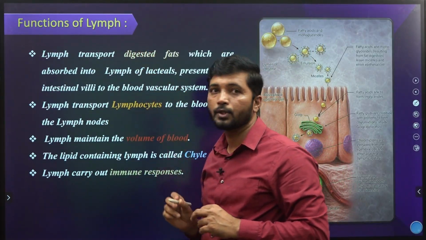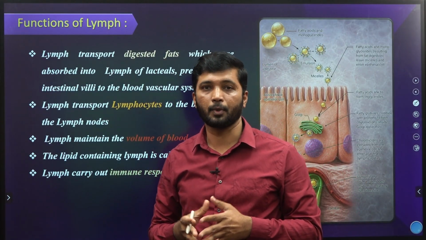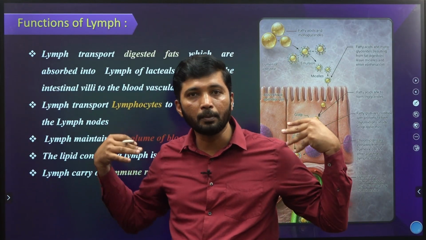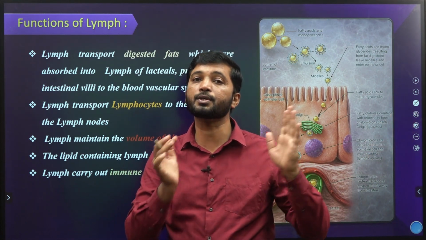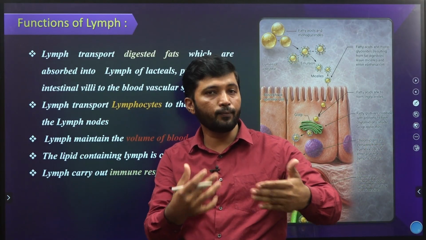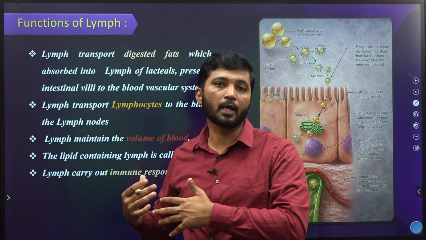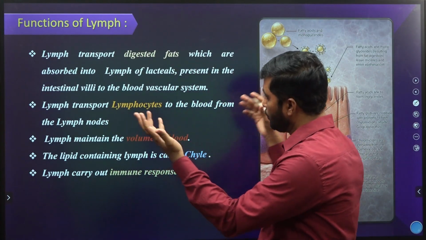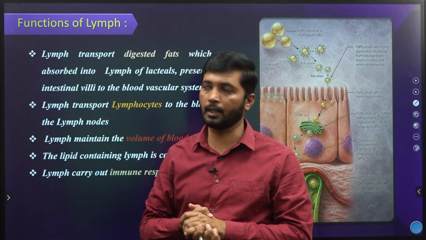Next we go to the functions of the lymph. Lymph is a colorless fluid because there is no RBC. The lymph develops in all body tissues and is transported by the lymphatic system towards the venous system again. From the tissues, lymph is captured by the lymph capillaries of the lymphatic system, then transported towards the venous system. Now, what are the functions? Lymph has different functions.